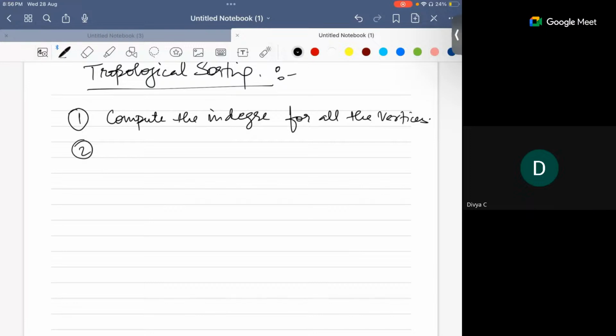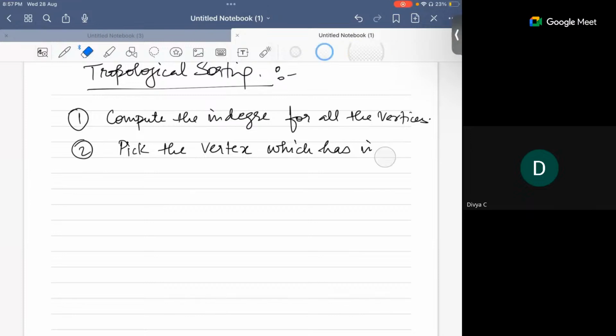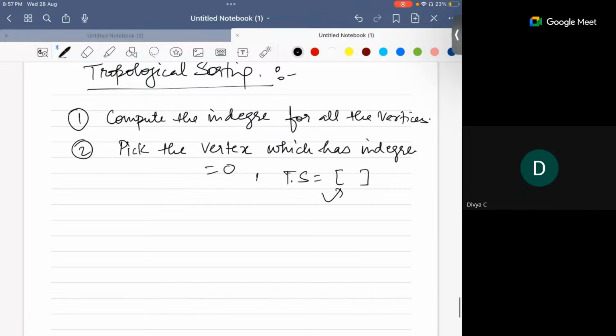Okay, the next step is, now you have to pick the vertex which has in degree equal to 0, because we already know that there must be one vertex with in degree 0. And then you make an empty topological sorting list. You keep on adding that vertex in this list.